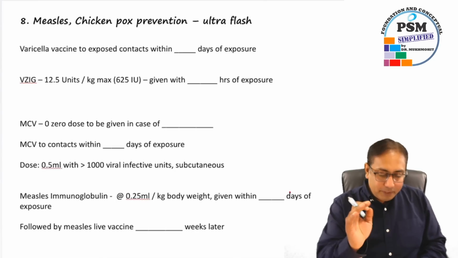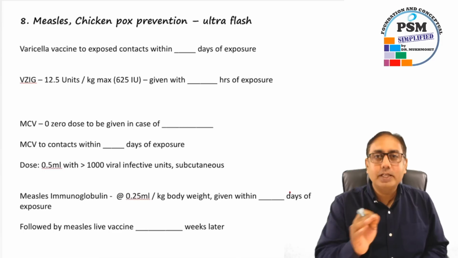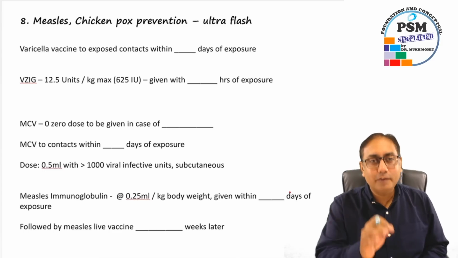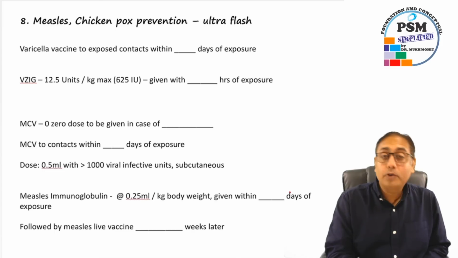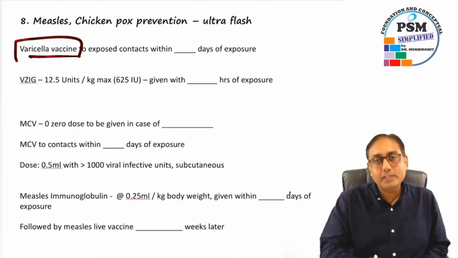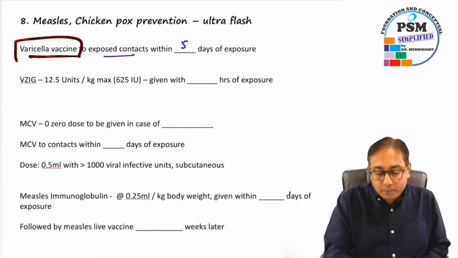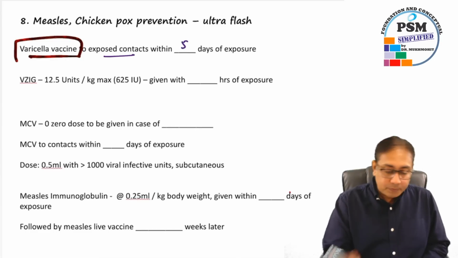Next is point number 8, measles, chickenpox prevention, very high yield topic. So in case there is a child reporting to the OPD with varicella, what do we do with the contacts in case they are susceptible? So varicella vaccine is the best answer. Varicella vaccine can be given to exposed contacts within how much time? It should be given within 5 days of exposure.